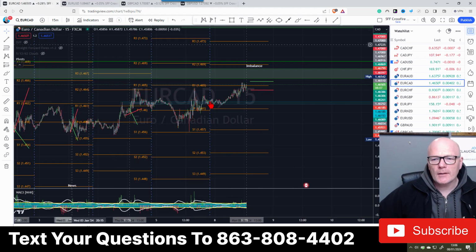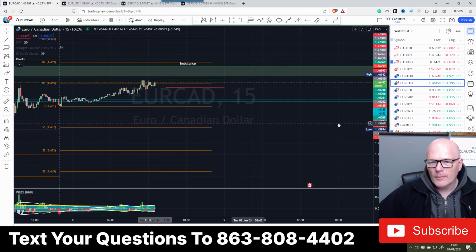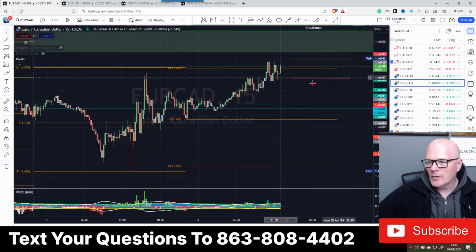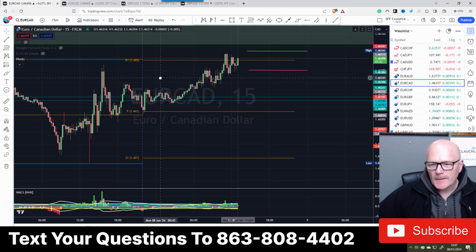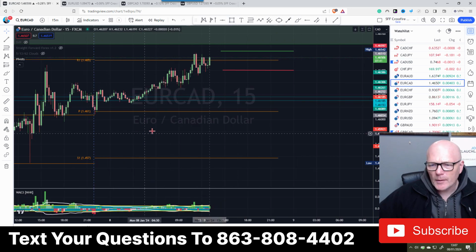Let me just go back to here, because I didn't actually look at any imbalance that's currently active now. So nothing here. This looks like imbalance, but of course it's been mitigated by this move. Got a little bit there, look, but it's only here.